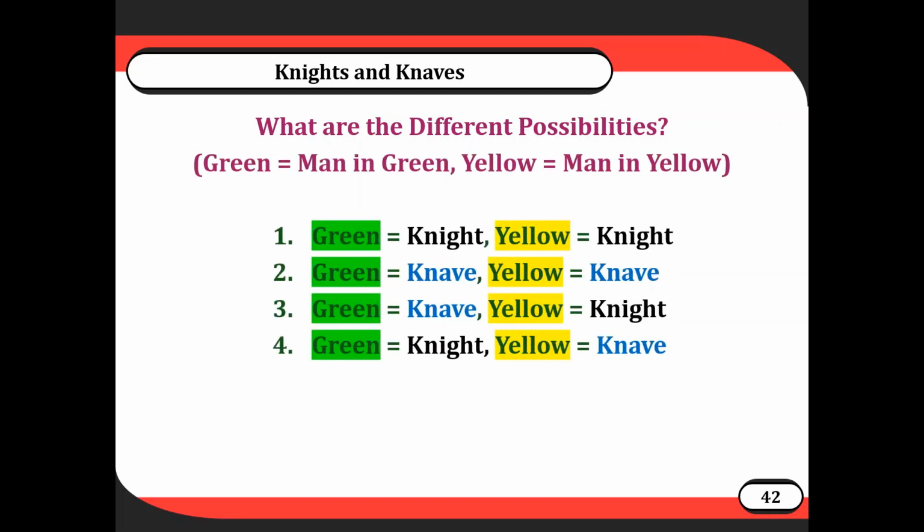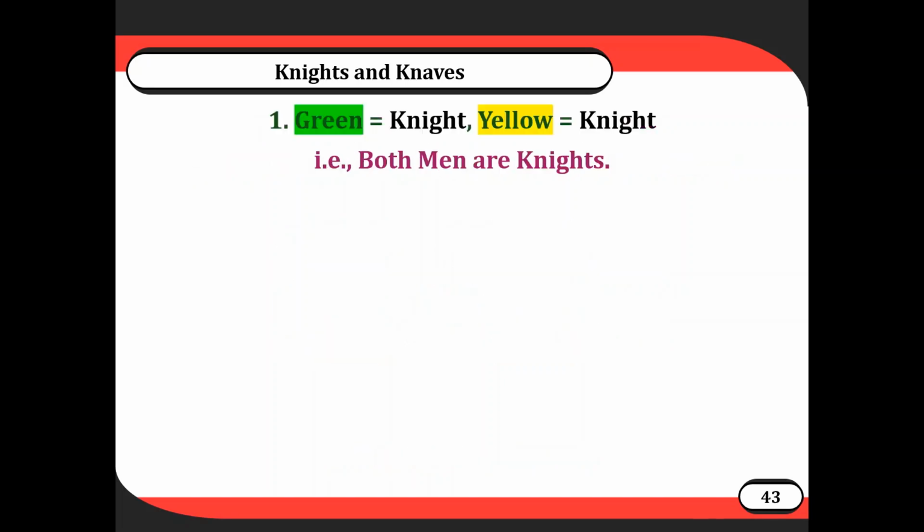So if we list out all the possibilities, we'll find that there's four. We can either have that they are both knights, they are both knaves, or green is a knave and yellow is a knight, or green is a knight and yellow is a knave. Alright, so green is equal to the man in green and yellow is equal to the man in yellow. So we're going to sort of simplify our notation a little bit. So let's look at each case individually and see if we assign these values to these inhabitants of this island, given the statements that they made to us, let's see if these can be viable answers.